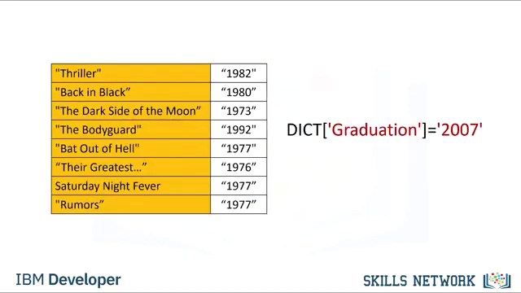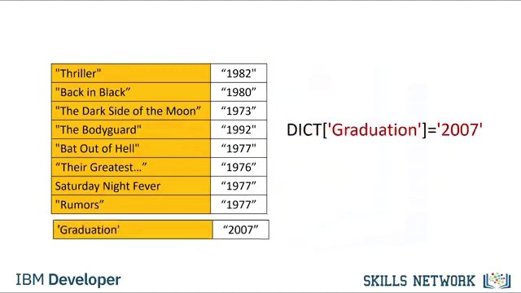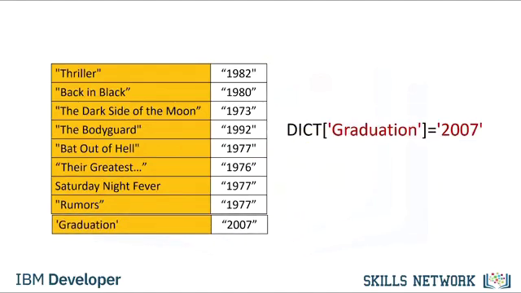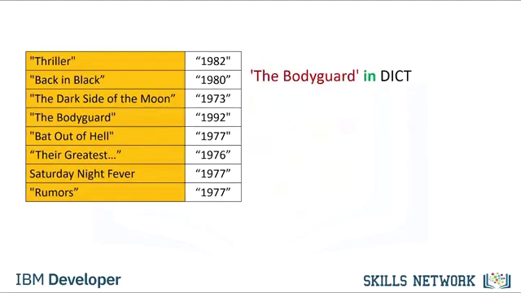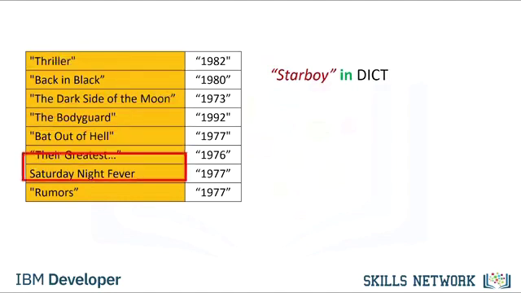We can add a new entry to the dictionary as follows. This will add the value 2007 with a new key called Graduation. We can delete an entry as follows. This gets rid of the key Thriller and its value. We can verify if an element is in the dictionary using the in command as follows. The command checks the keys. If they are in the dictionary, they return True. If we try the same command with a key that is not in the dictionary, we get False.